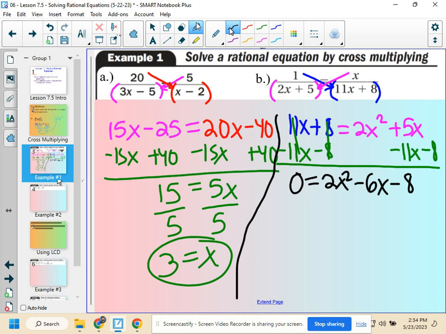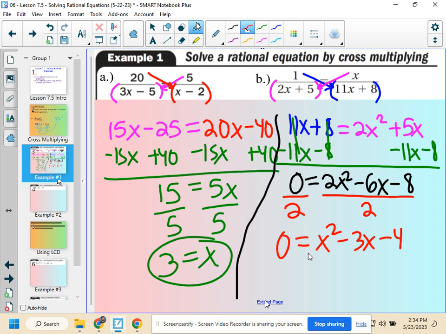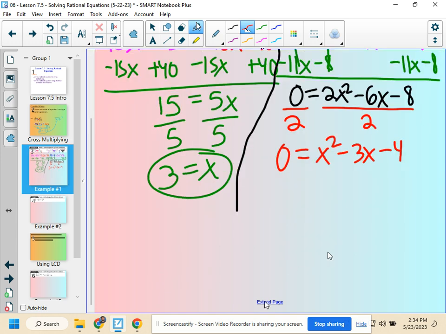Why don't we start by dividing everything, both sides of the equation, by 2. Shrink this up a little bit. So now 0 equals x squared minus 3x minus 4. So this is where we're looking for combinations of numbers that multiply to negative 4 that add up to negative 3. So not a ton of combinations there. I think we're thinking of 4 and 1.